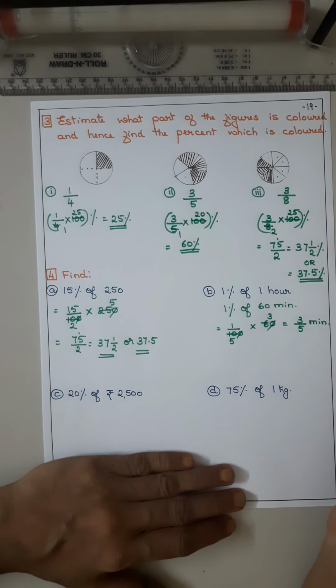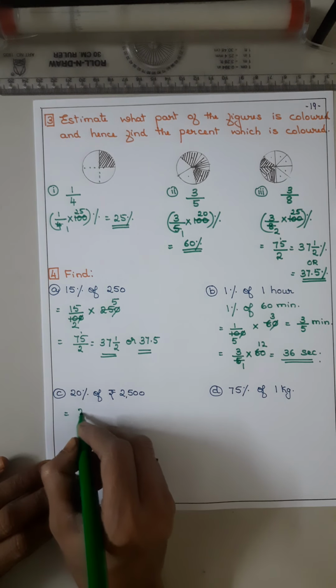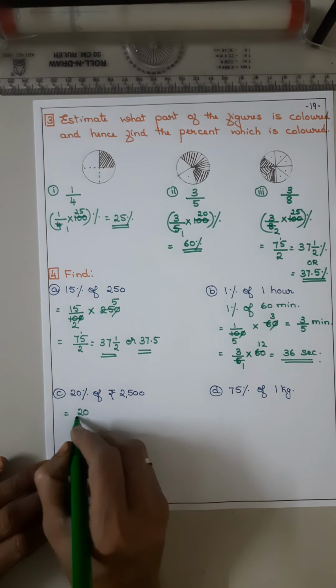Now 20% of rupees 2500. So 20% means what? 20 by 100 into 2500. Now 10 10 cut, 10 10 cut. It will be rupees 10. 2 5s are 10, 2 2s are 4, 5. So answer is rupees 500.